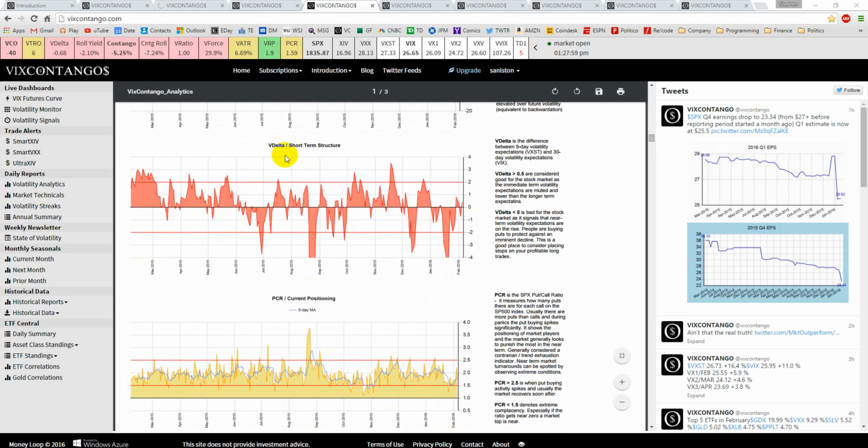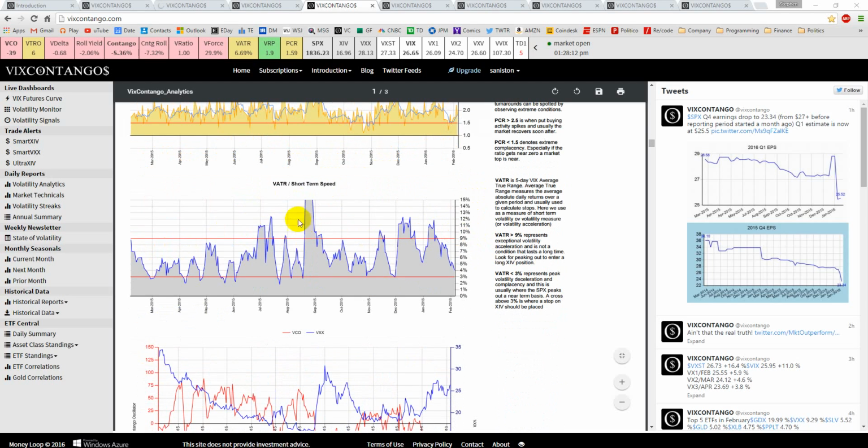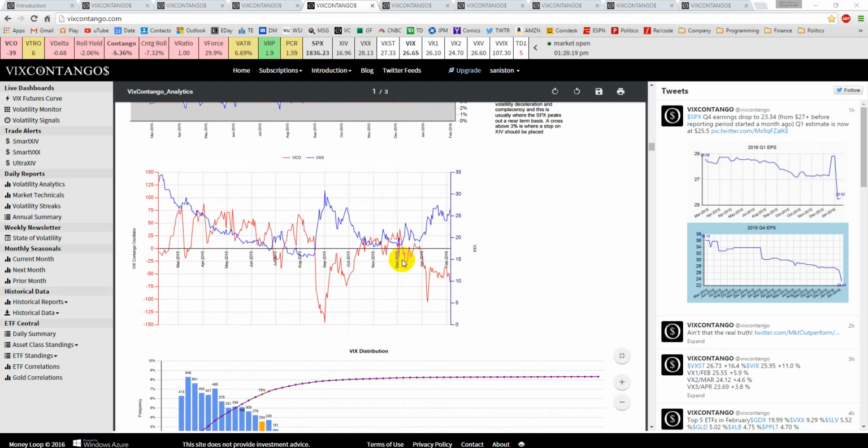After that, we have a chart about V delta for the entire year with key levels of 2 and minus 2. We have PCR, the put-call ratio with key levels of 1.5 and 2.5. Then we have a chart for the VIX ATR with key levels of 3% and 9% displayed for the entire year. And finally, we have a little chart that plots the VCO against the VXX, which shows us that as the VCO declines, the VXX tends to gain steam.